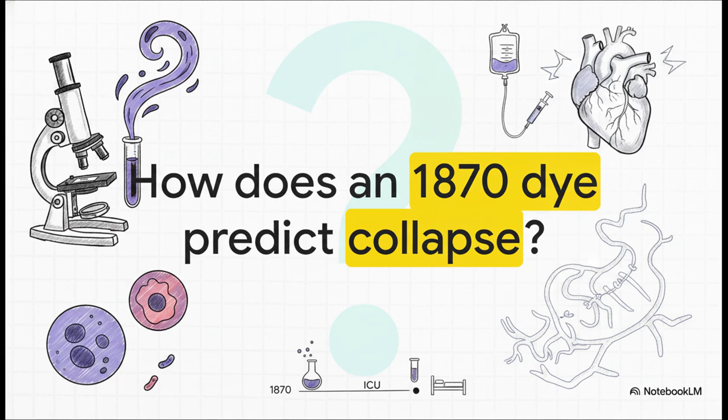So I want you to just think about this for a second. How in the world does a simple dye, invented way back in 1870, predict total cardiovascular collapse? I know, it sounds kind of wild, right? But it's entirely true. In this explainer, we're going on a direct lab-to-clinic journey. We'll see exactly how a basic staining technique reveals the hidden structural secrets of bacteria and how those very structures literally dictate the circulatory fate of our patients in the ICU.